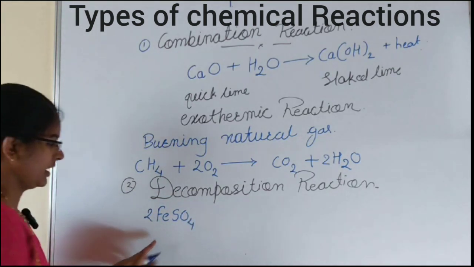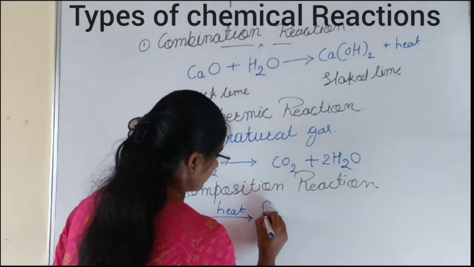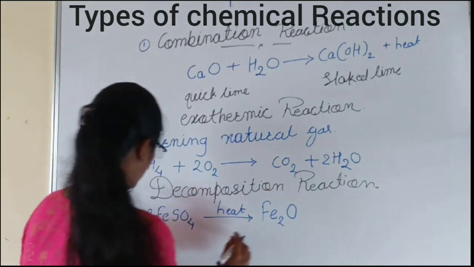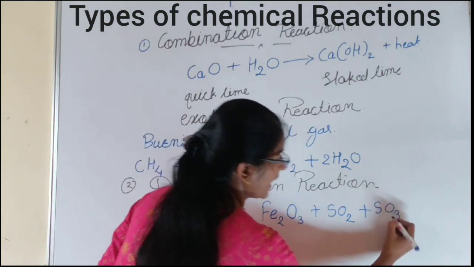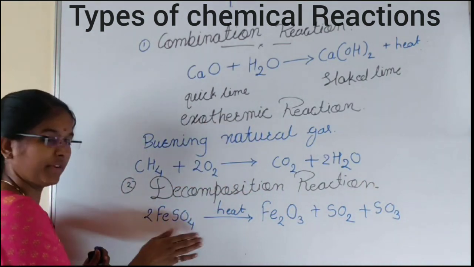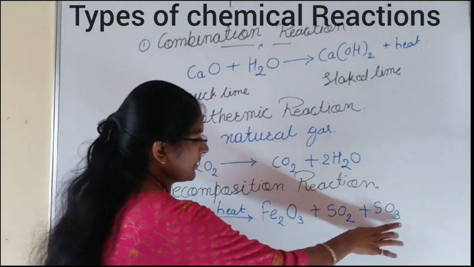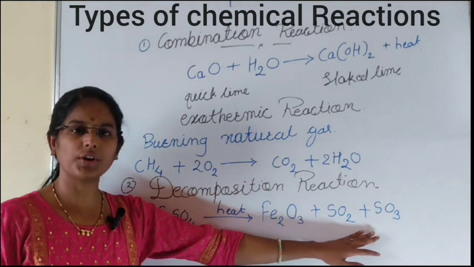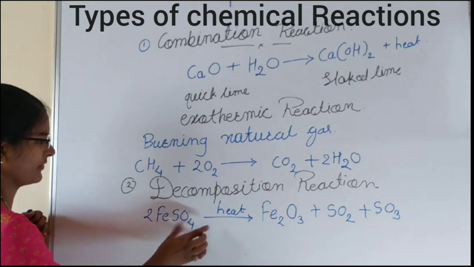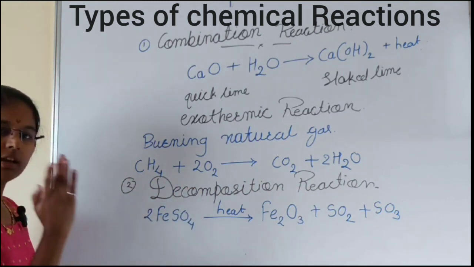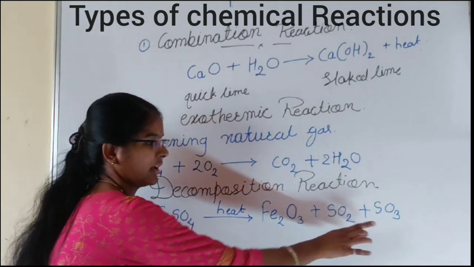For example, ferrous sulfate. When we heat ferrous sulfate, which products do we obtain? Ferrous oxide, sulfur dioxide and also sulfur trioxide. We get this type of product when ferrous sulfate breaks down, when ferrous sulfate decomposes.